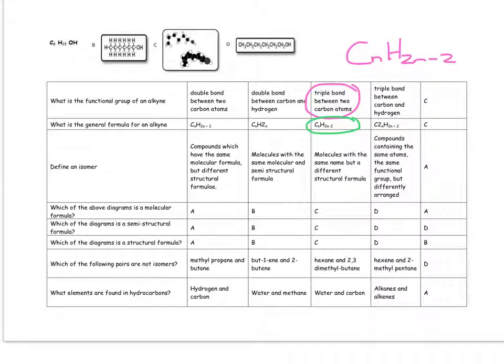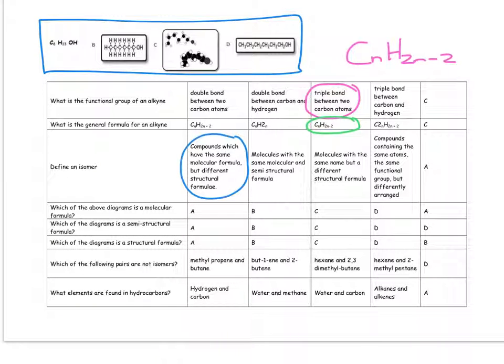Alkynes are not officially in the curriculum, but they do flow quite nicely from alkanes and alkenes, so I've kept them there a bit. Define an isomer. Isomers are compounds which have the same molecular formula but a different structural formula. Which of the above diagrams is a molecular formula? The molecular formula is A.